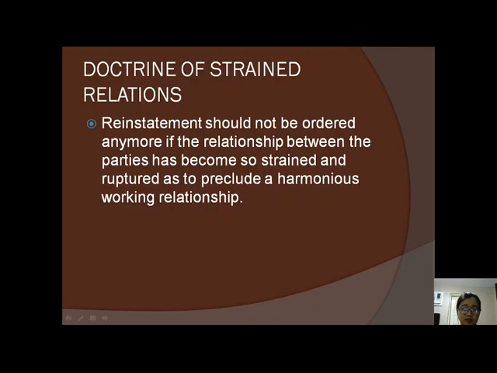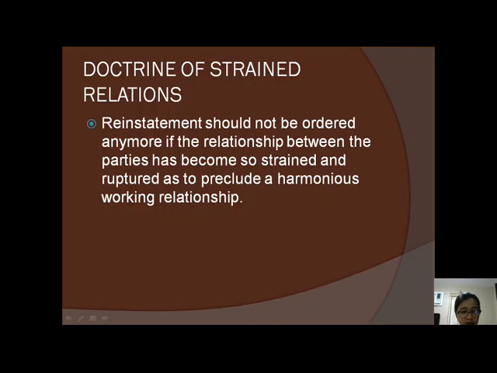Now, we also have this doctrine of strained relations. So with this, reinstatement should not be ordered anymore if the relationship between the parties has become so strained and ruptured as to preclude a harmonious working relationship.